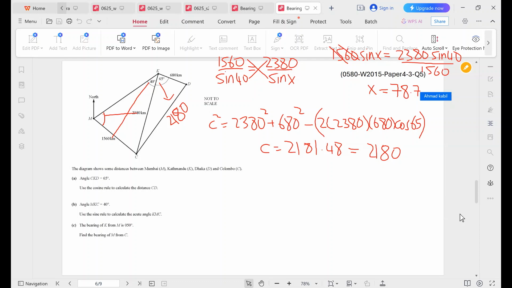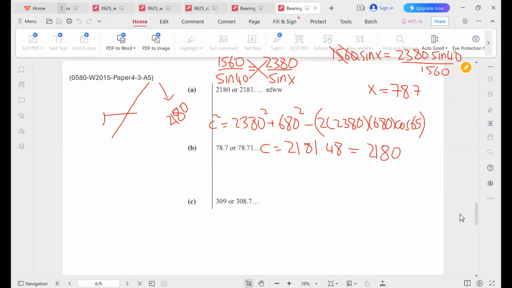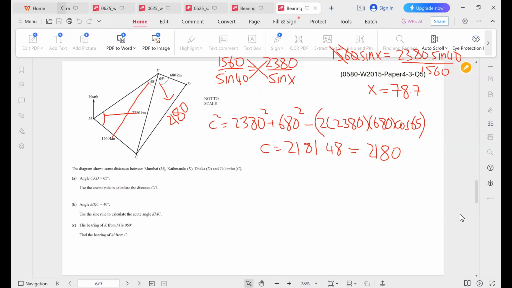Let's check the marking scheme to make sure we are on the right track. Yes, the answer to B is 78.7. Let's write it down. So we no longer need these lines. Let's just write 78.7 here.